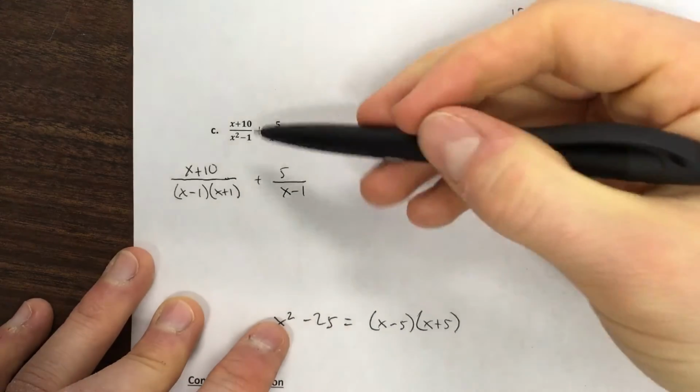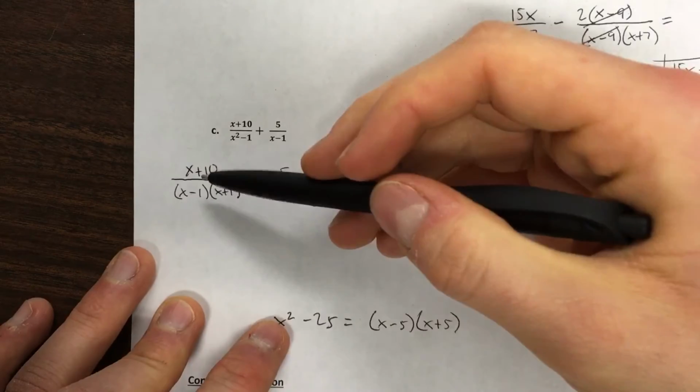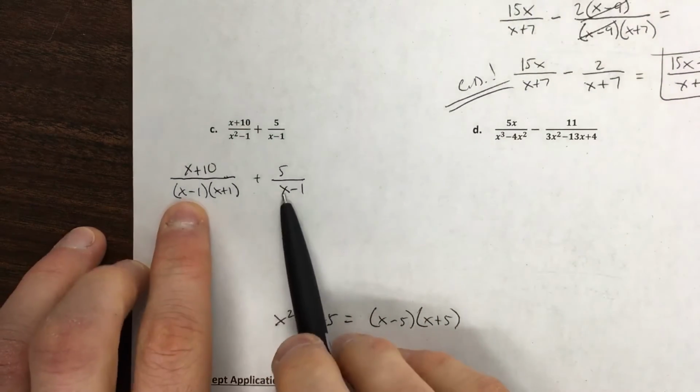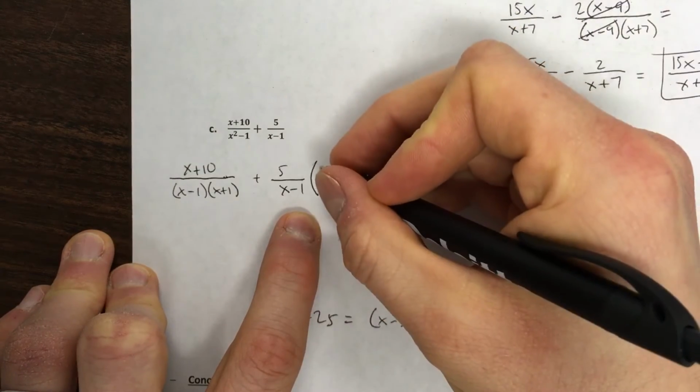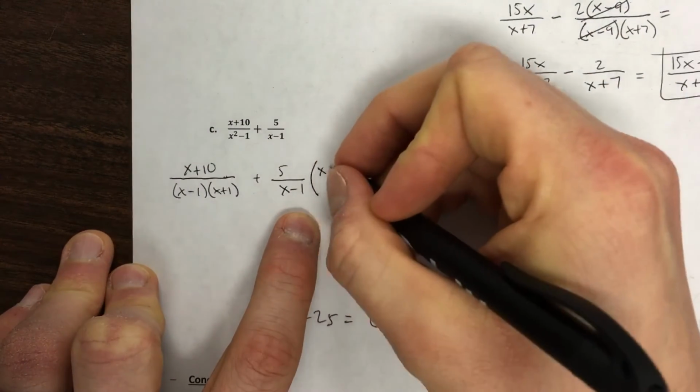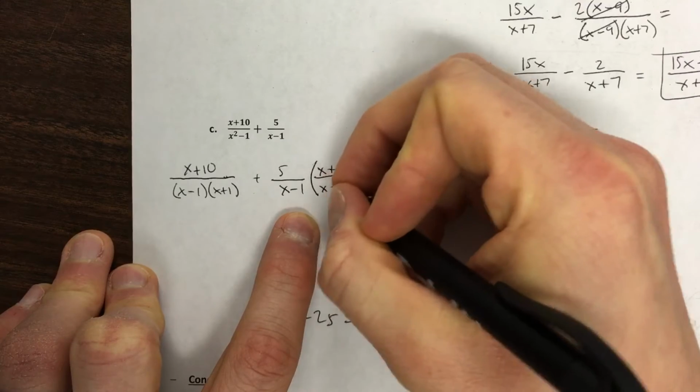Now, unlike the last one, nothing divides out here. So they both have x minus 1 in common. This one just needs an x plus 1, so we can give it that x plus 1. We don't want to change the value, so we multiply by x plus 1 over x plus 1.